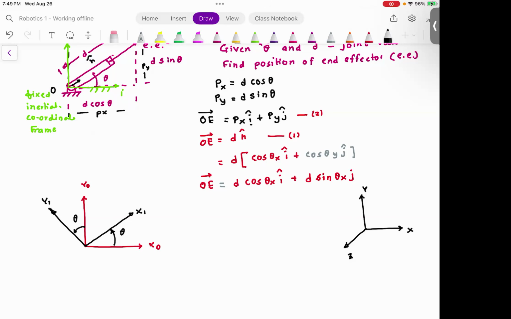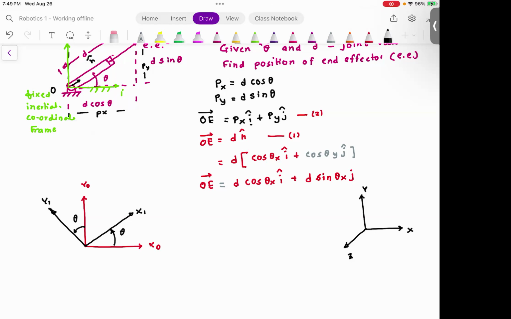In this particular case, you have x0 and y0, but it goes without saying z0 is coming out. Everyone understood this? Here, you have x1 and y1, but it goes without saying that z1 is coming out. And z0 and z1 are aligned. Do you agree with me? So you have x, y, z, x1, y1, z1. Now, whenever you have a right-hand coordinate system, we have to identify the positives and negatives.